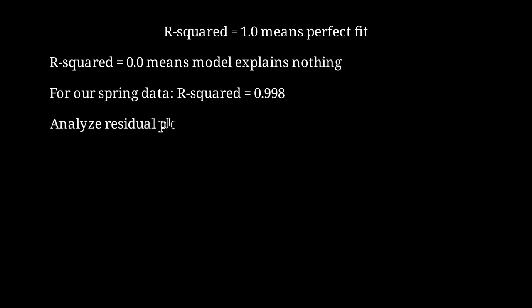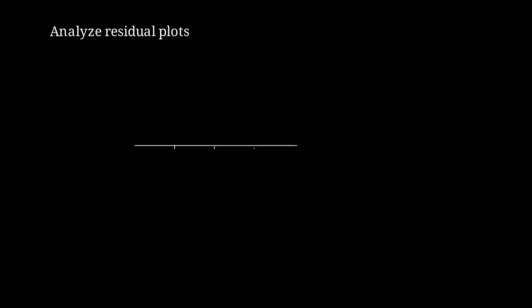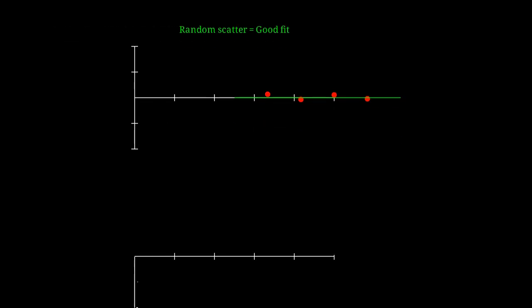You should also analyze residual plots. Plot the residuals versus the independent variable. Random scatter around 0 indicates a good fit. The residuals show no systematic pattern. A curved or systematic pattern in the residuals indicates your model is not capturing all the behavior. You may need a different model.